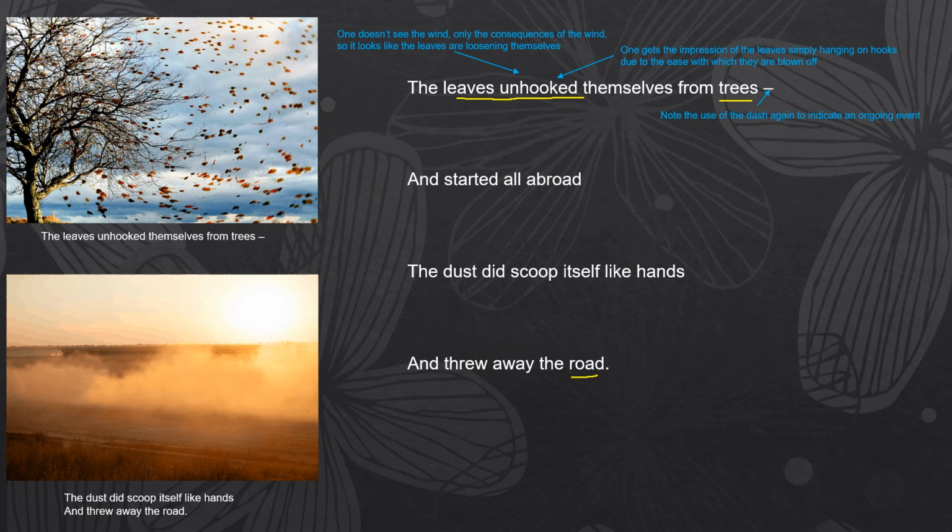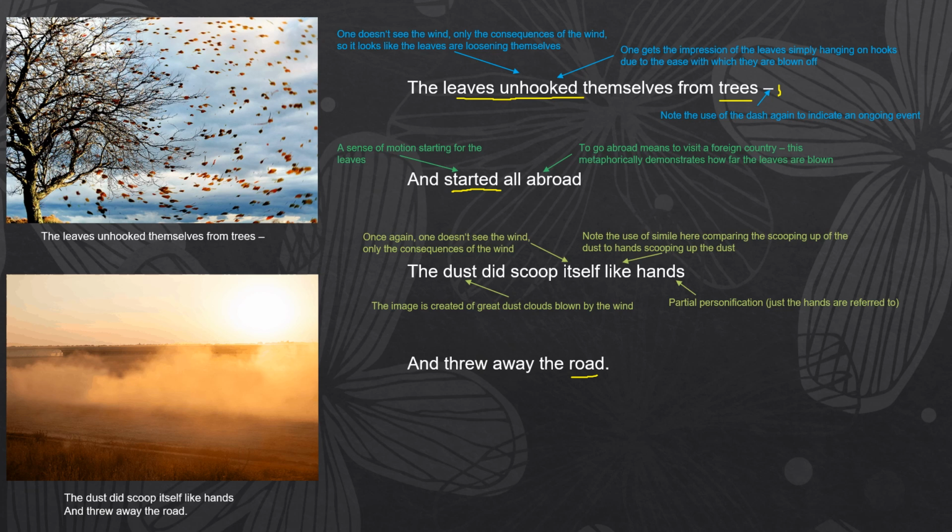And there's a nice little image on the left hand side there that portrays that type of sentiment. And what happens with these leaves is that they start all abroad, so there's this sense of motion. And to go abroad means to travel fast. So this wind is really blowing these leaves a very far distance. Notice once again the use of the dash there to indicate an action that is ongoing. In the next section of the stanza, we see the reference to the road. And once again, we don't see the wind itself, we only see the consequences of the wind.